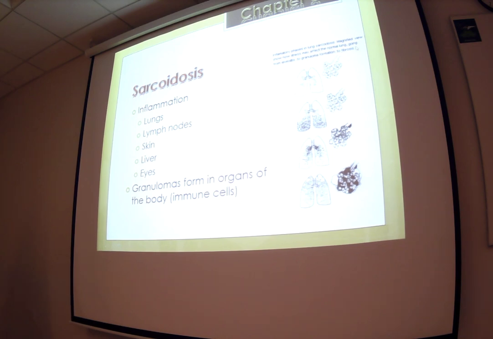So here's a magnified view. Here's healthy lung. Then it turns into alveolitis. Once it gets into the alveoli, then you have that granuloma formation, and the scar tissue essentially starts to form, and then full-on fibrosis.